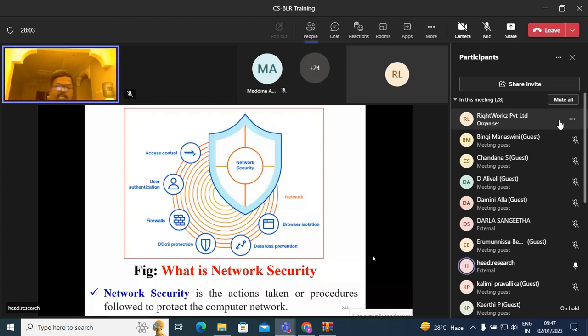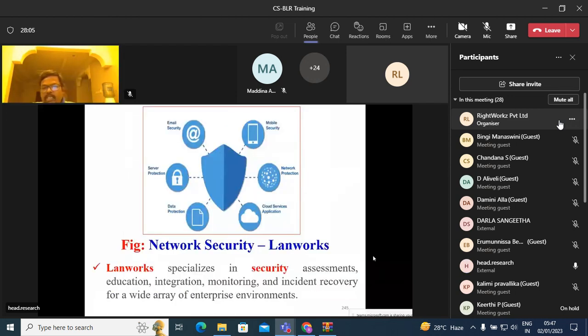Then network security LANworks. LANworks specializes in security assessments, education, integration, monitoring and incident recovery for a wide array of enterprise environments. That is the work done by LANworks. So why are we using LANworks? Local area networks, that is called LANworks.